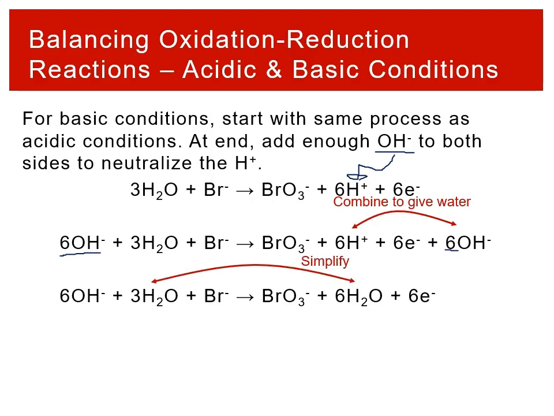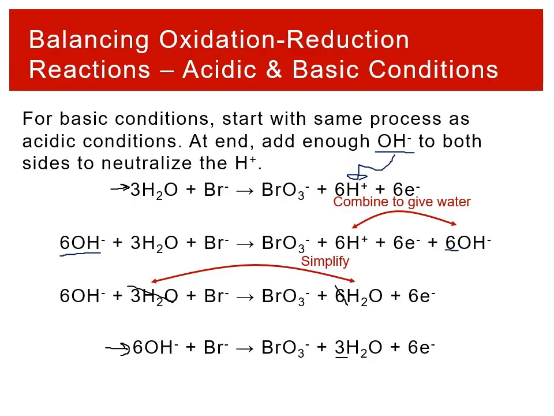Then you're going to cancel some of those waters because you're guaranteed to have water molecules on the other side. So you're going to have some redundant waters. Basically all 3 of these reactant waters would cancel out with 3 of the 6 product waters. So then you'd have something that looks like this. You started with your balanced half reaction in acidic conditions, and you end up with your balanced half reaction in basic conditions.